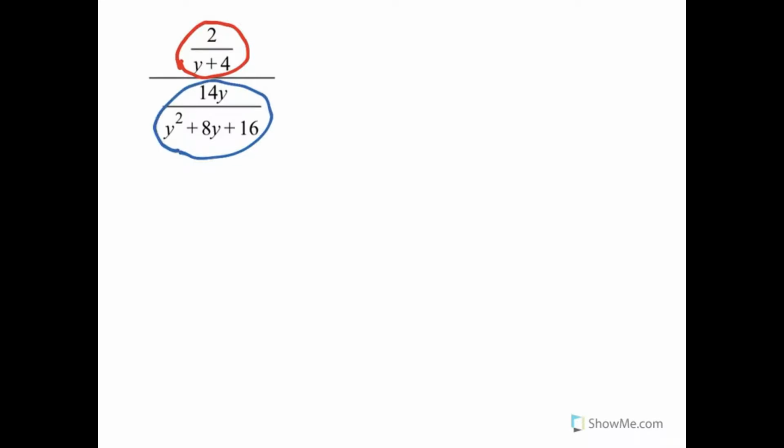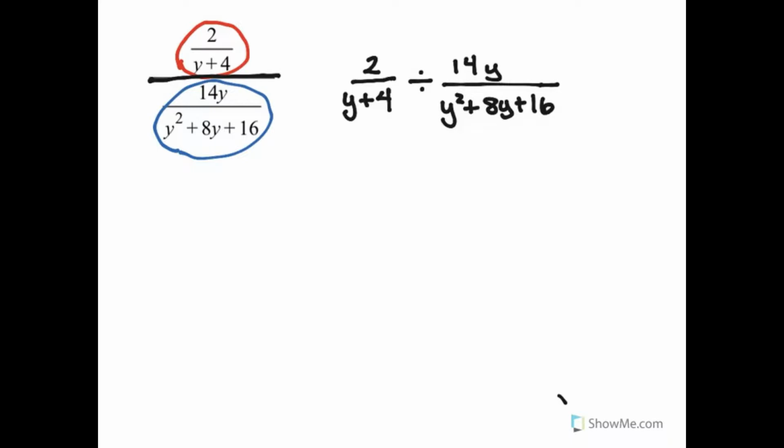This kind of complex fraction doesn't have any additions or subtractions within the numerator and denominator. So the easiest way to deal with it is to think of this fraction bar as a divided by sign. The numerator, 2 over y plus 4, is divided by the denominator, 14y over y squared plus 8y plus 16.